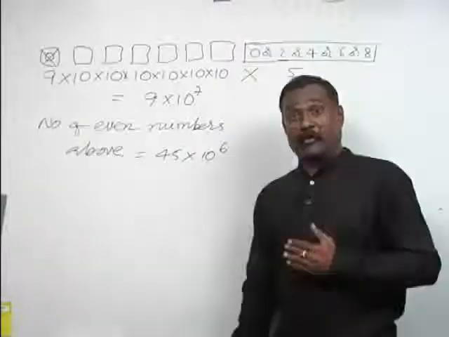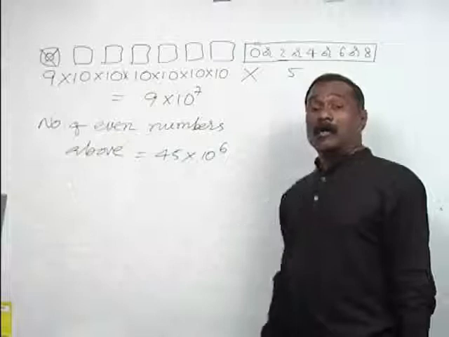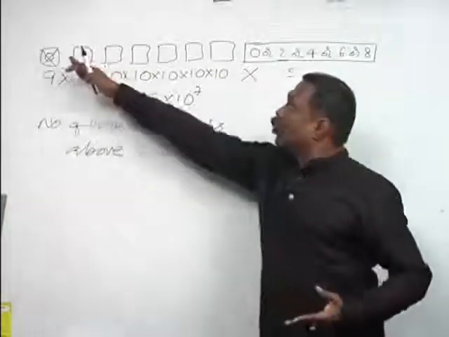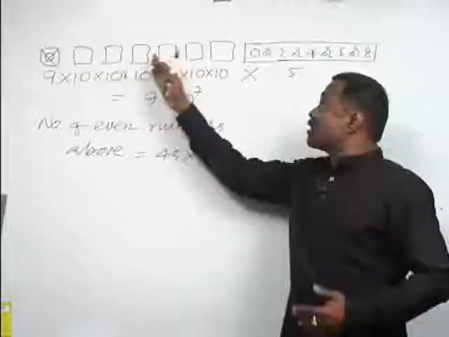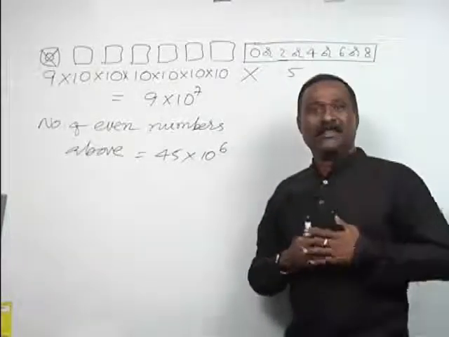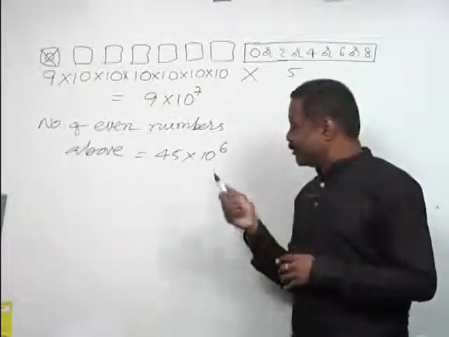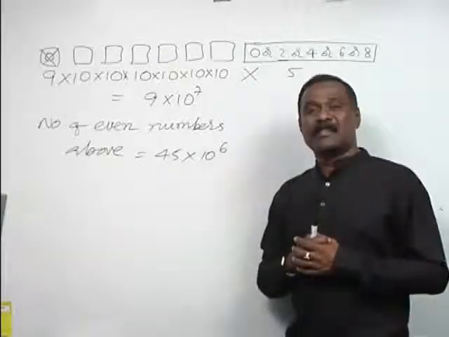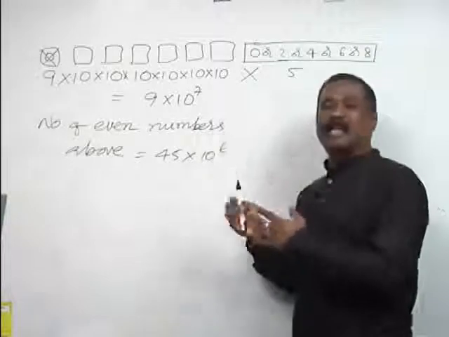And you will get some questions like this: how many numbers will be there whose digit sum is even, that is, if you add the digits present in these places, the sum should be even, or the sum should be odd. Then in that case also the same answer. Think of it. You can understand easily based on this.